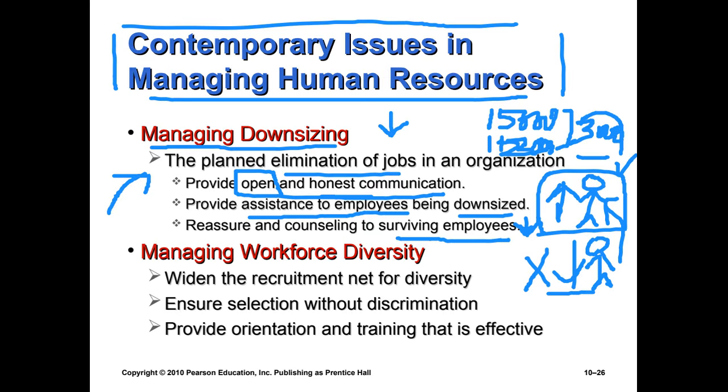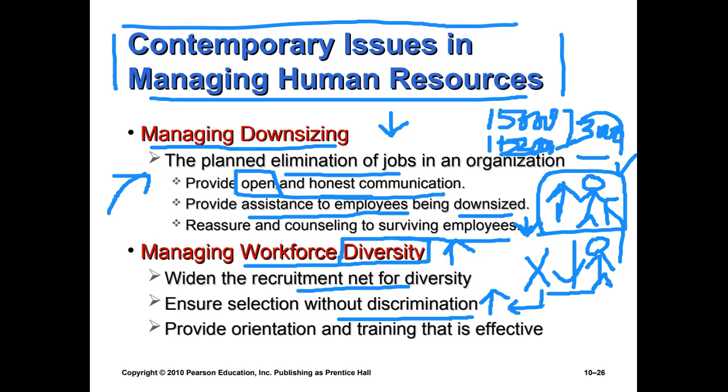And nowadays there is a big issue about diversity, because at the workplace we have employees from different countries, cultures and religious backgrounds. So this also increases the challenge for HR. So widen the recruitment net for diversity, so we can have a diverse workforce, and ensure selection without discrimination. There is a natural tendency that if a particular country's employees are hired, they try to hire more of their own country or culture.